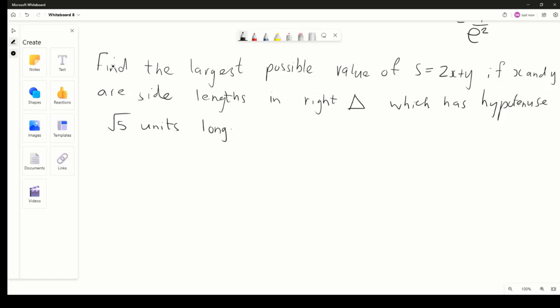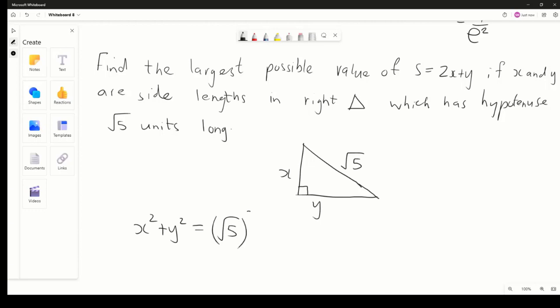So in a right angle triangle, we've got this kind of scenario. So they say that in that right angle triangle, x and y are the side lengths, right? So the hypotenuse is square root of 5. You can set up an equation already from there. From the theorem of Pythagoras, you can see that x squared plus y squared is equal to square root of 5 squared, which is just equal to 5, okay?